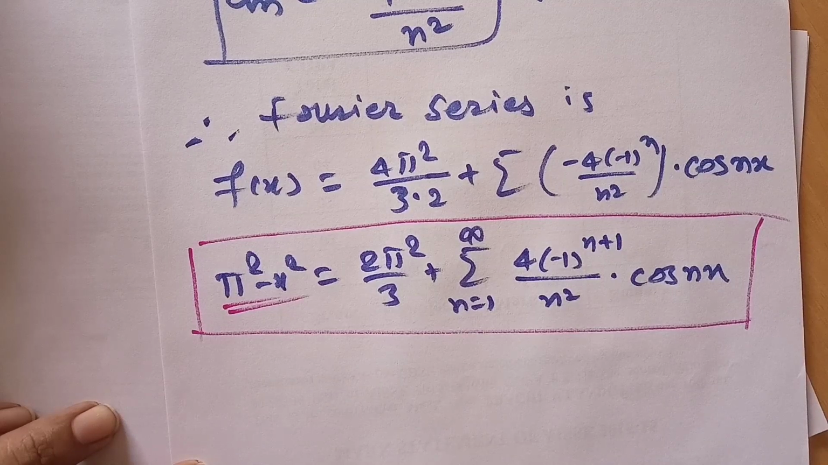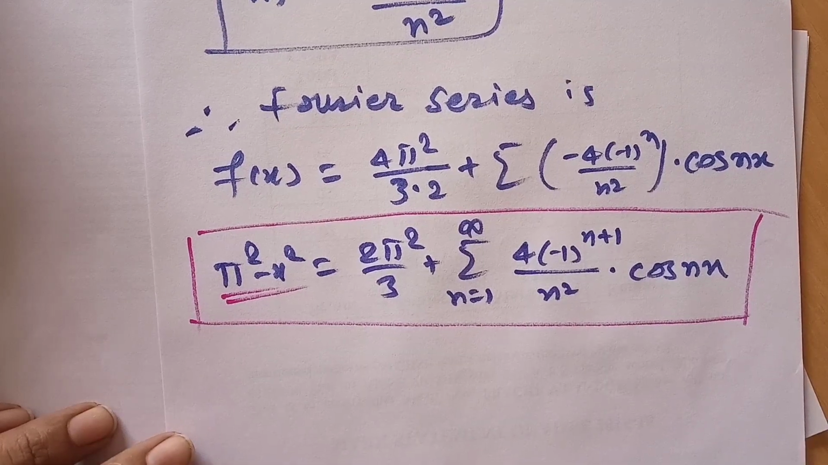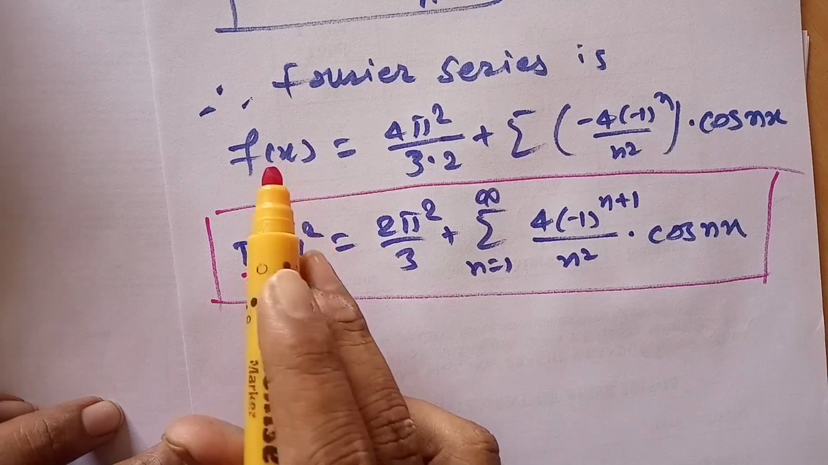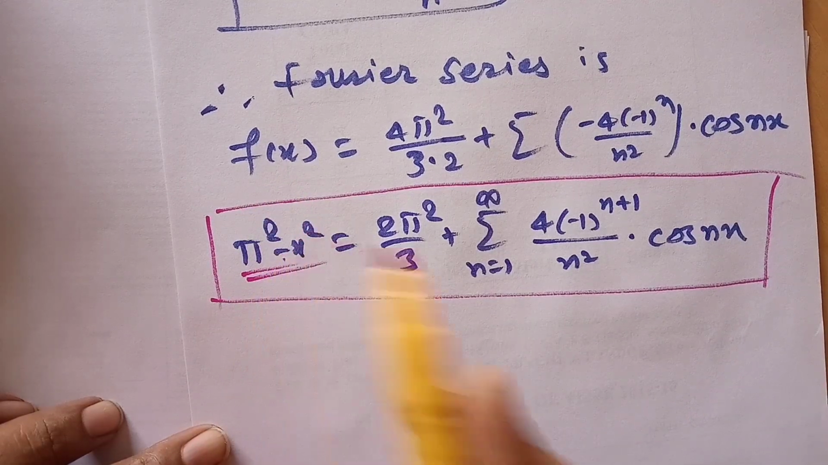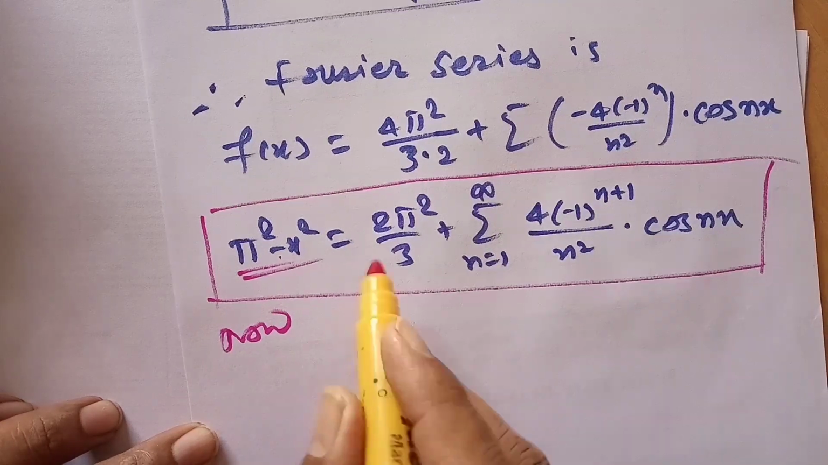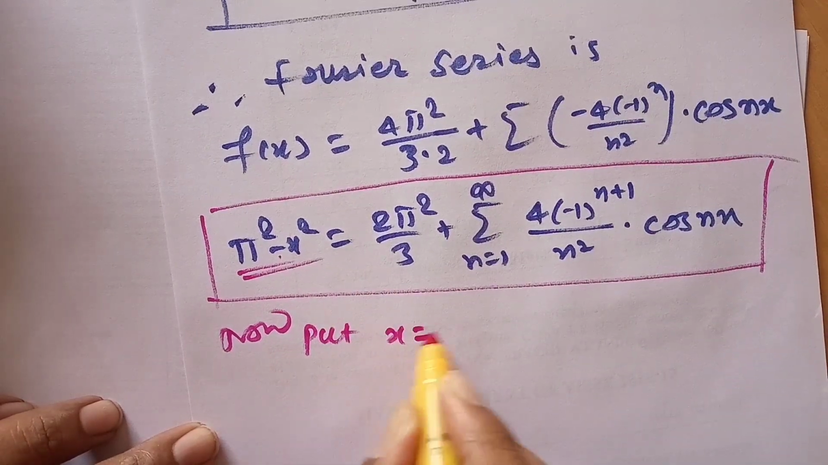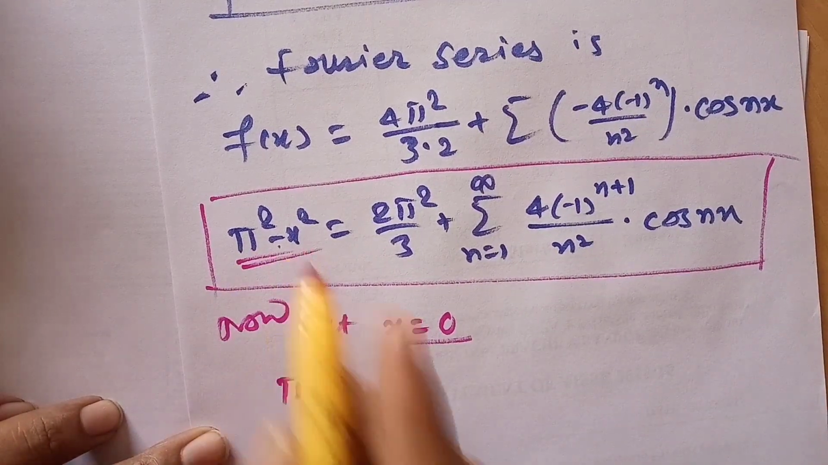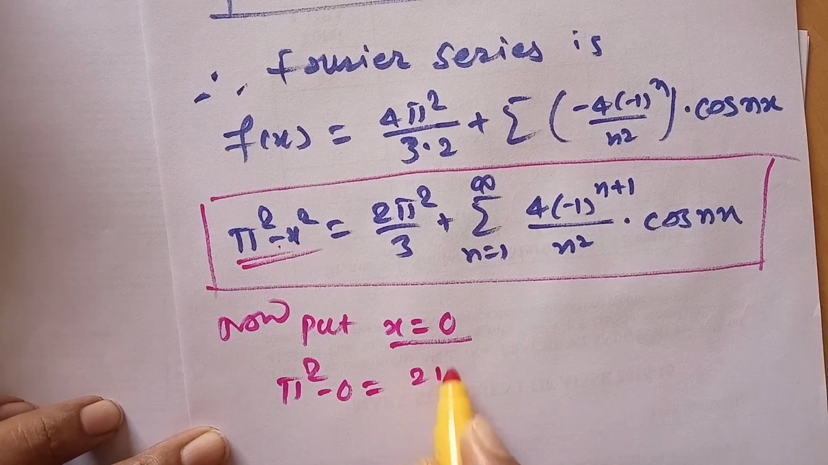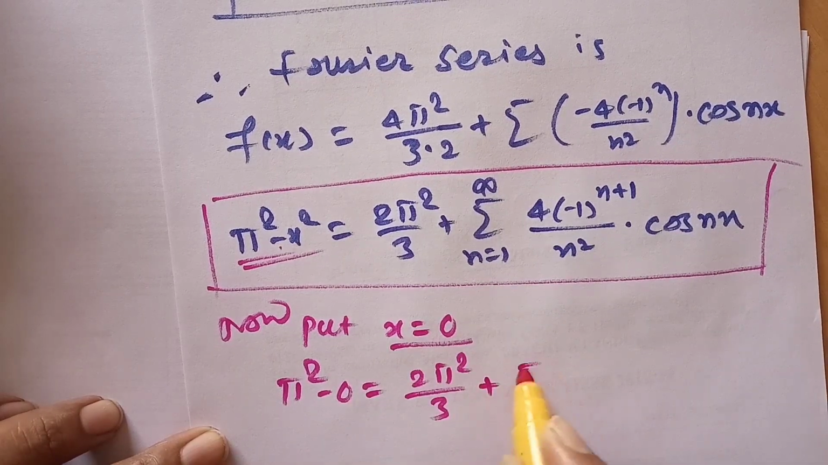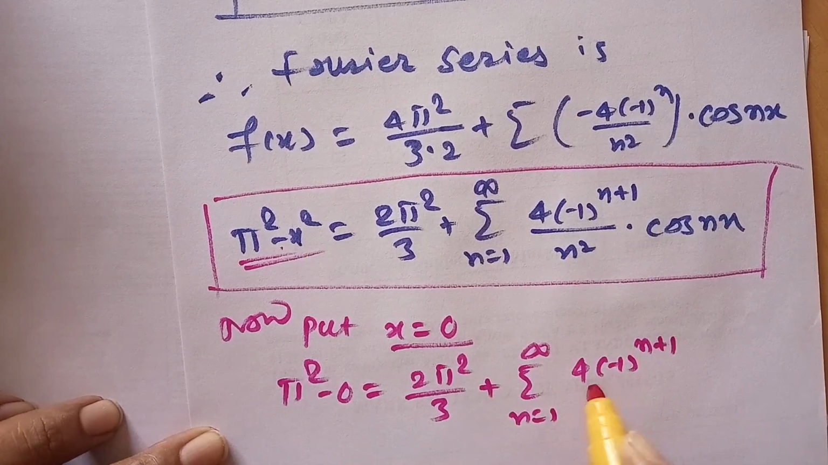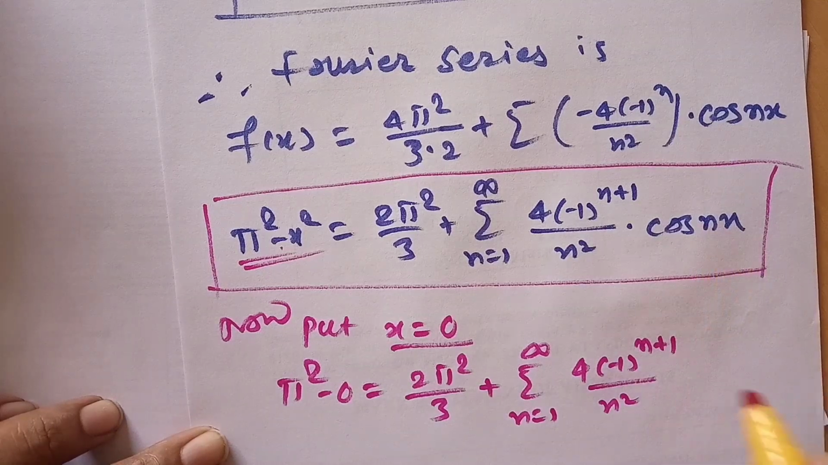Now our problem is over. Now I will modify this result and we'll try to find out some interesting part. This is our Fourier series expansion of pi square minus x square defined in interval minus pi to pi. Now here suppose I will put x equal to 0, then I will check what will happen. Now this becomes pi square, x is 0, minus 0, is equal to 2 pi square divided by 3 plus summation n equal to 1 to infinity 4 into minus 1 raised to n plus 1 divided by n square and cos of 0. Cos of 0 is 1.